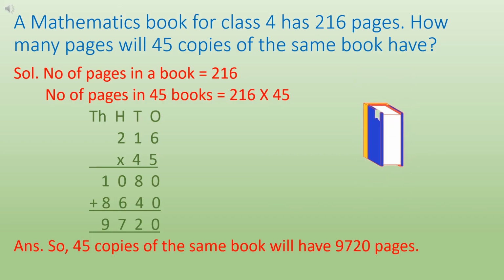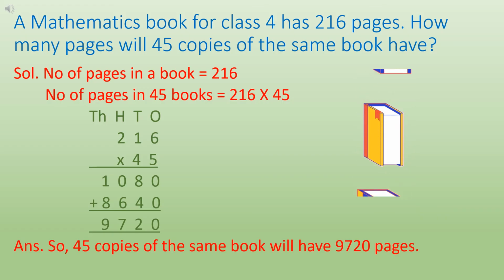Now we will add both the products. In ones place, we have both the zeros. So 0 plus 0 is equal to 0 only. In tens place, we have 8 and 4. 8 plus 4 is 12. So we will write 2 in tens place and 1 will be carried over to the hundreds place. And in hundreds place, we have 0 and 6. That is equal to 6 and 1 was carried over. So 6 plus 1, 7. 7 will be written in hundreds place.